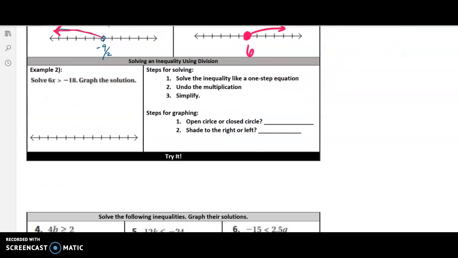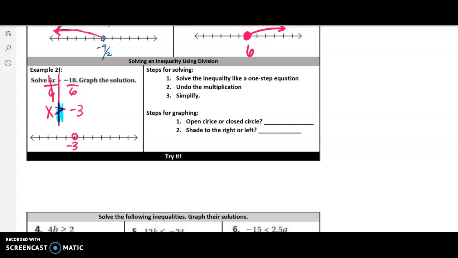All right, so now we're going to solve using division. So again, I draw my line, and right now I have 6 times x is greater than -18. And so I'm going to divide by 6 on both sides, and I get x by itself, because those cancel, is greater than -3. So I have -3. This is going to be an open circle because there's not a line under my inequality.